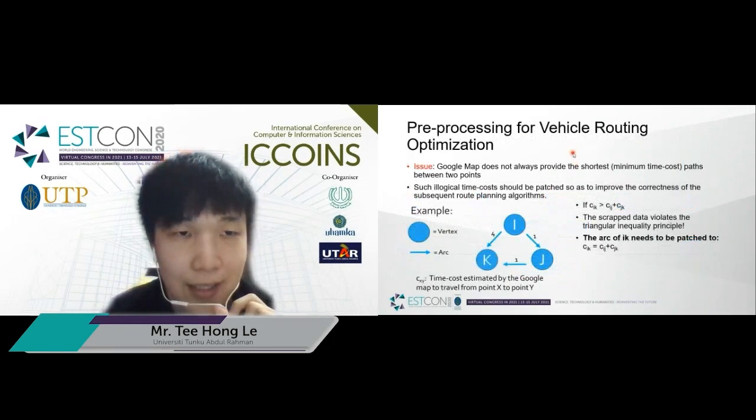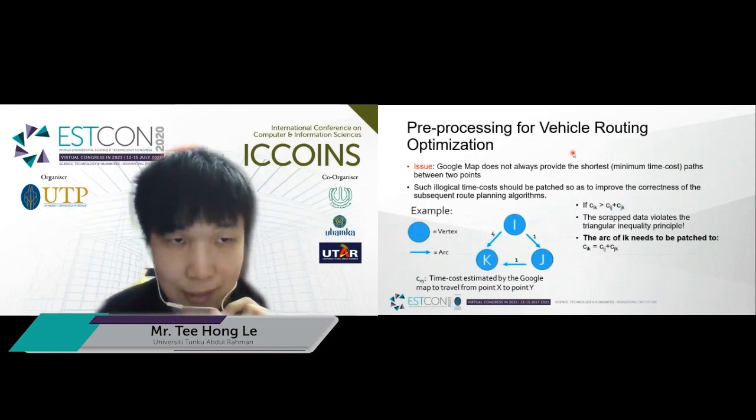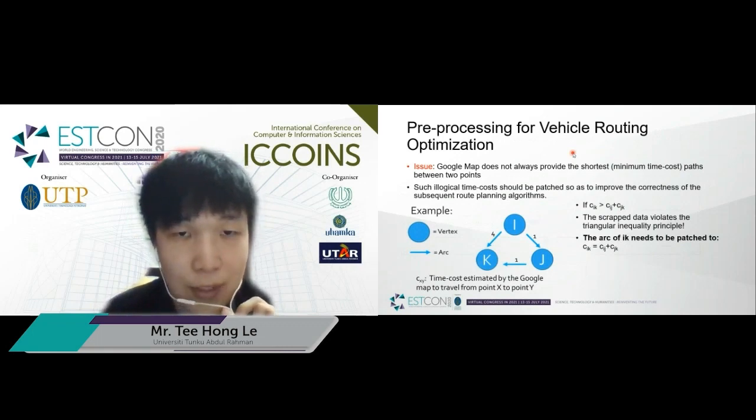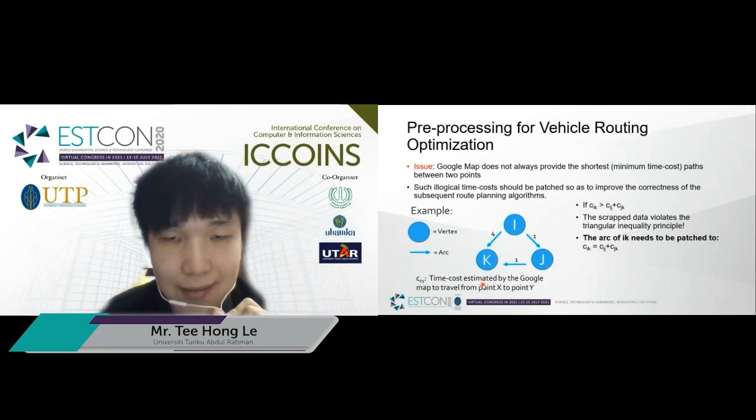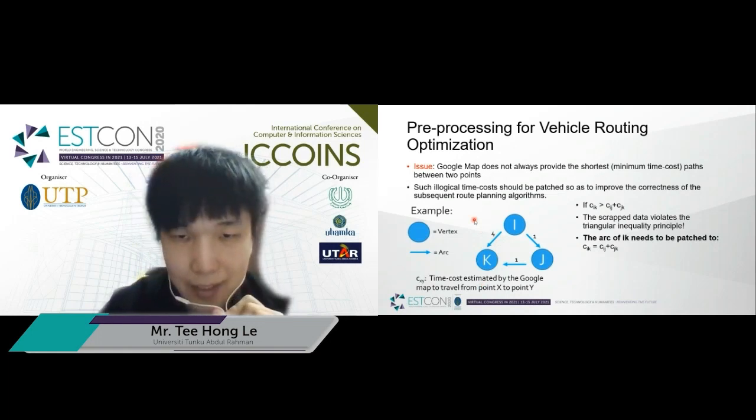After collecting the traffic data, we have to pre-process the traffic data for vehicle routing optimization. We found out that Google Maps does not always provide the shortest paths between 2 points. Such illogical time costs should be patched so as to improve the correctness of the subsequent route planning algorithm. Let cost xy equal the time cost estimated by Google Maps to travel from point X to point Y. If cost ik is larger than cost ij plus cost jk, the scraped data violates the triangular inequality principle. Hence, the arc ik needs to be patched to ik equals ij plus jk.